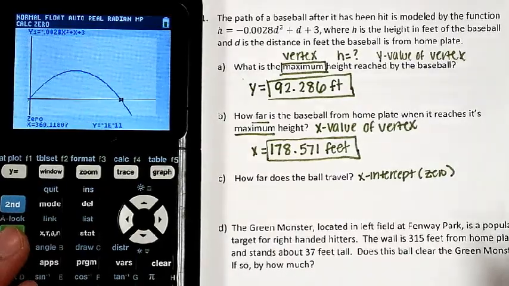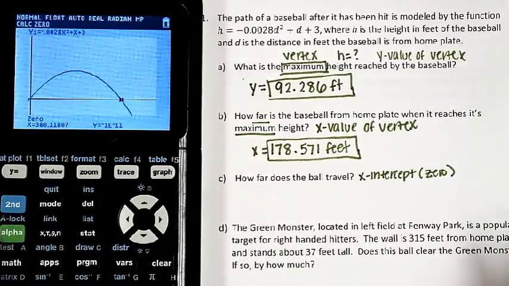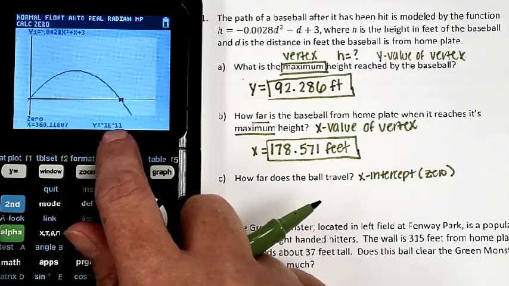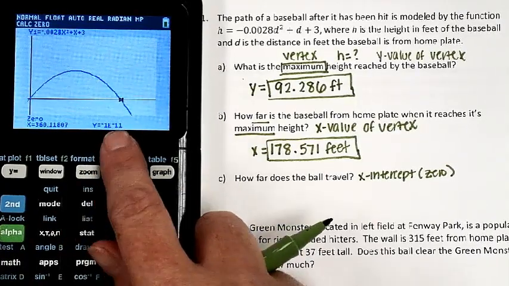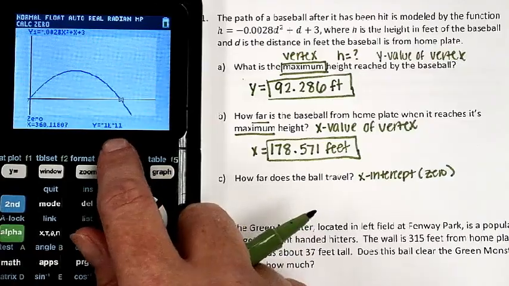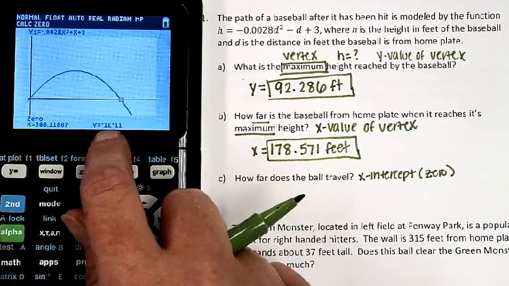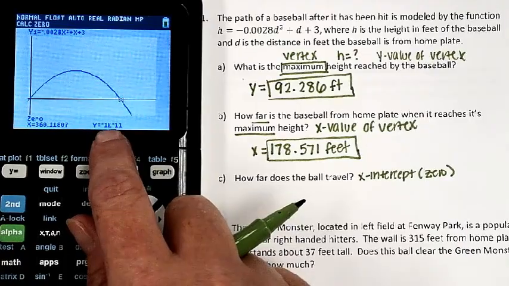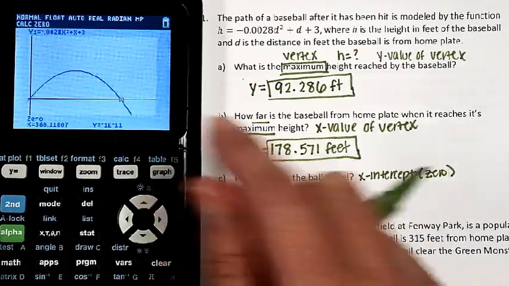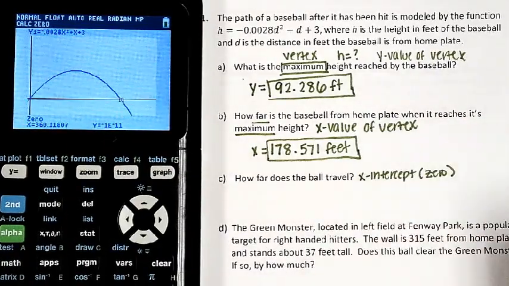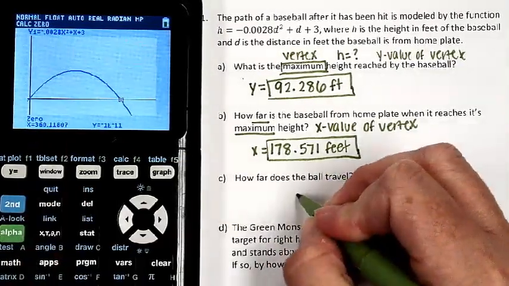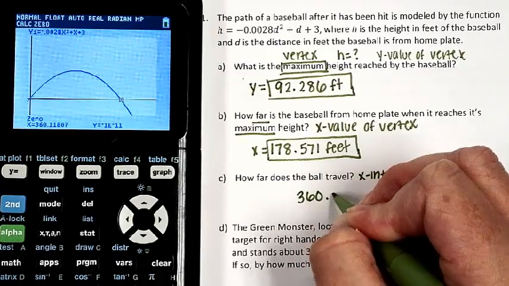I know it doesn't say 0 here, but negative, what does it say? -1e to the -11 in scientific notation. So -1 times 10 to the -11 exponent, lots of zeros, so that means it's practically 0. So my value here is 360.118 feet.